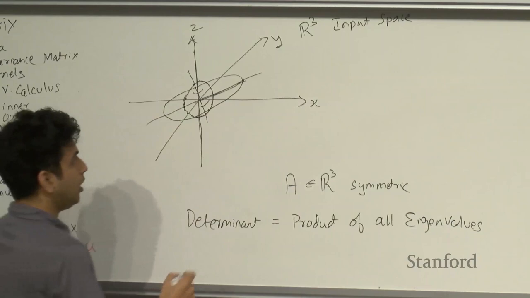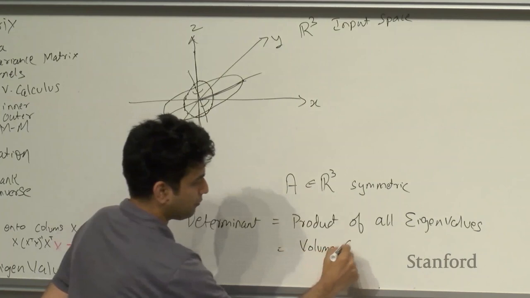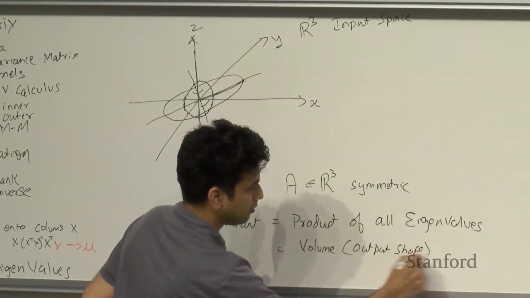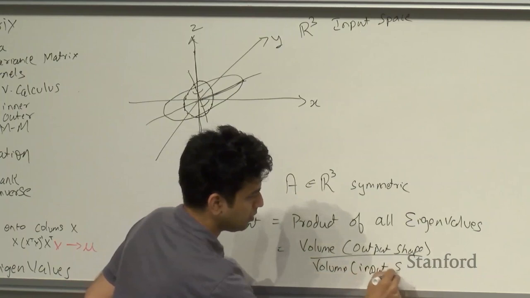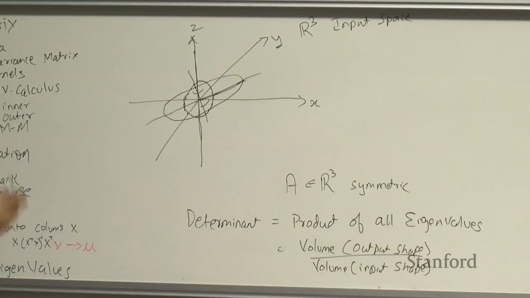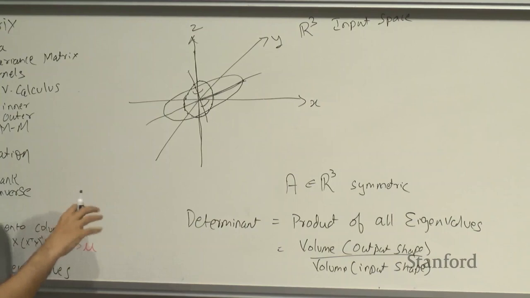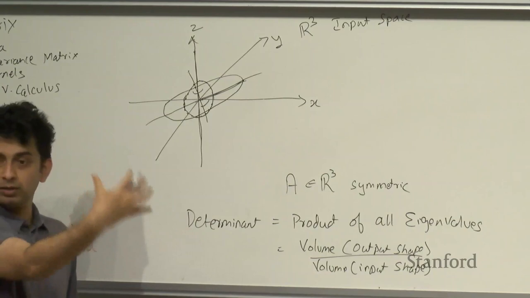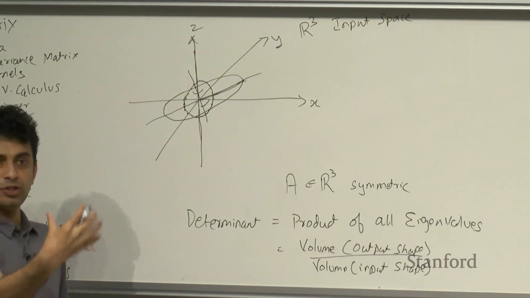So, another interpretation of the determinant is it is the volume of the output shape over the volume of the input shape. For any shape that has some non-zero volume on the input, it need not be just a sphere, it could be a cube, it could be any arbitrary shape, it has some volume. Run that shape through the matrix A, you get an output shape, right? And that output shape has some volume as well. Now, the ratio of the output volume to the input volume is the determinant of the matrix.